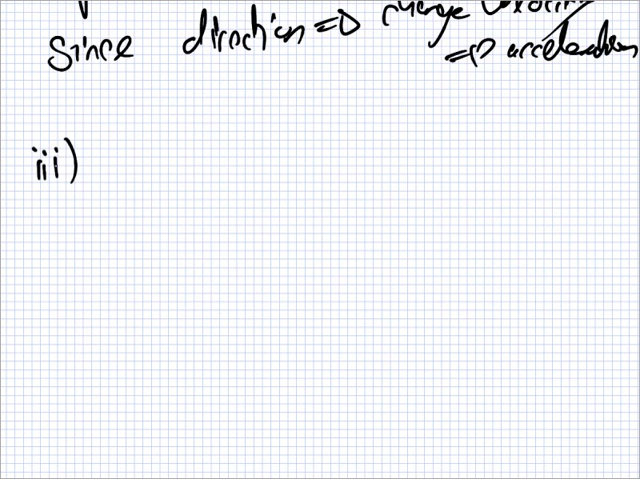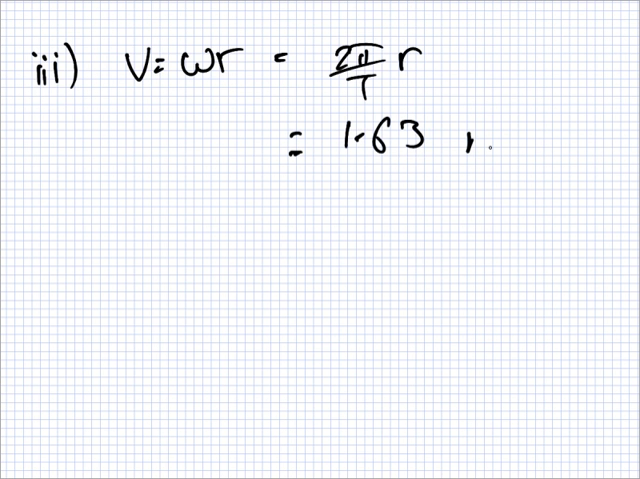Right. Part 3. An object is moving in a circular path of radius 0.65. It takes 2.5 seconds. Okay, what's it? V equals omega r. Omega is 2 pi over T. And do we know the T? We do. Do we know the r? We do. Can we multiply? We can. So the answer is 1.63 meters per second, which is correct.